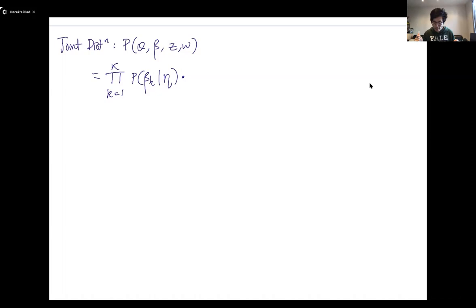First, we're going to iterate through the documents. That means I'm going to have to do a product over, let's say, d from 1 to capital T. Then we first create the topic proportions for each document. That would be P of theta_t given alpha, right? This part should be fairly straightforward.